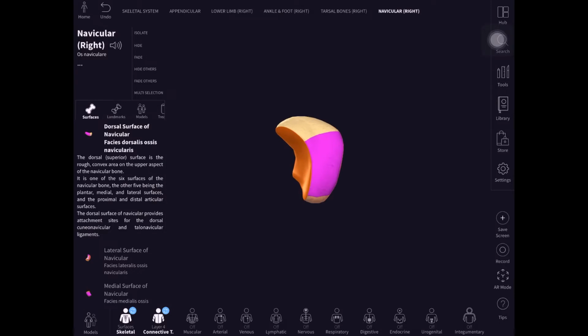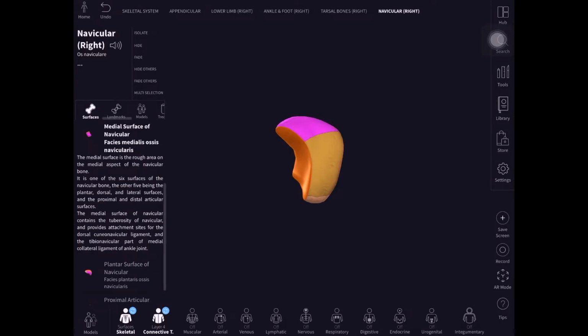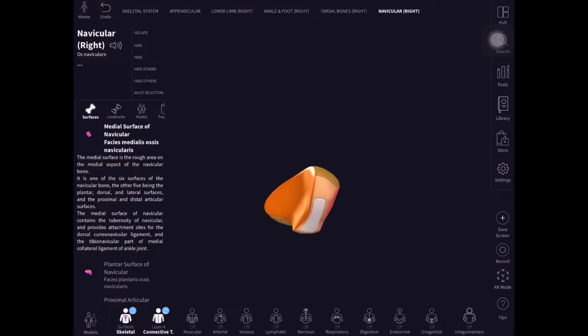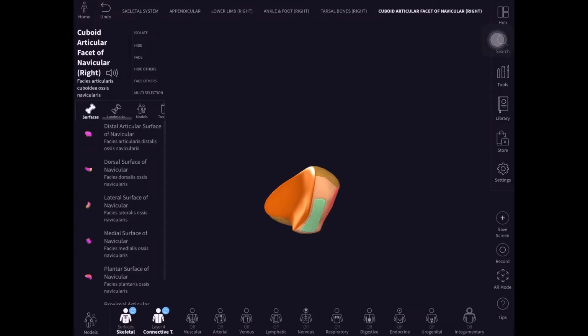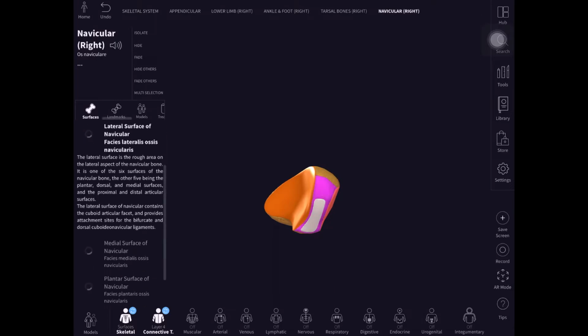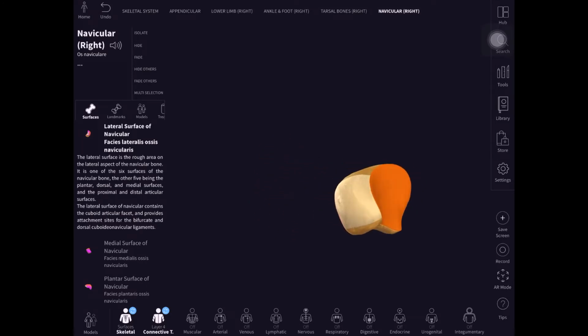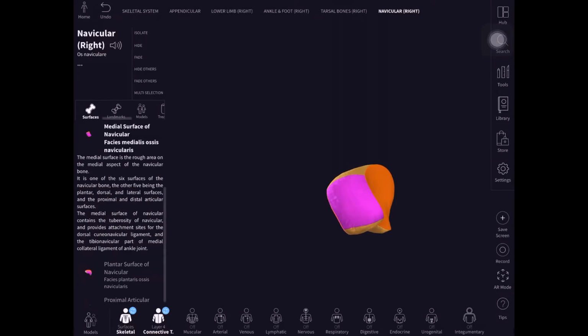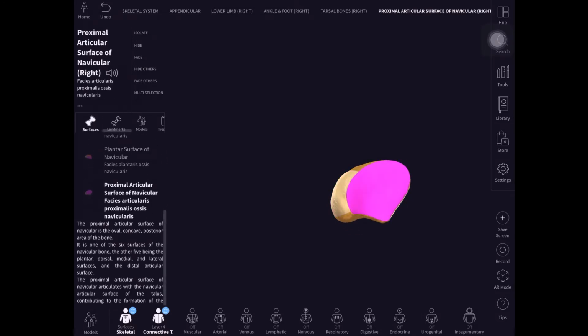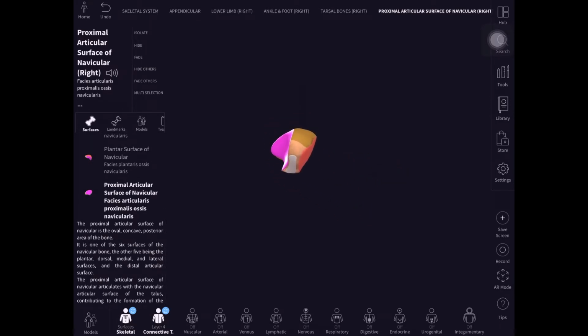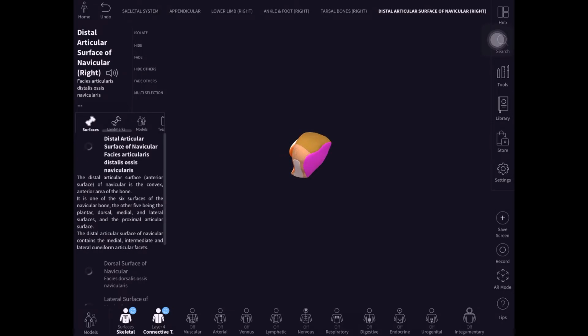On the top, this one is a dorsal surface, and if we go down, wait a minute, some confusion is there. Somewhere something went wrong. This is the lateral, this is medial, this is proximal. Okay, so let us begin again.